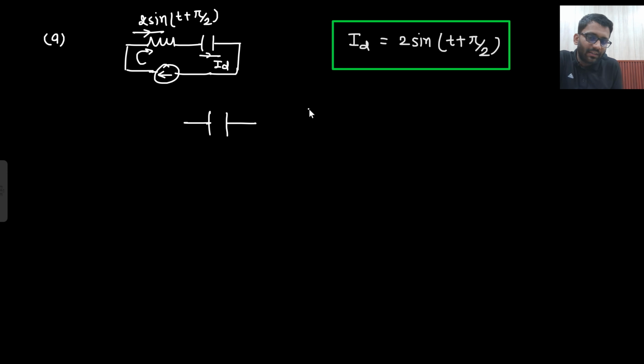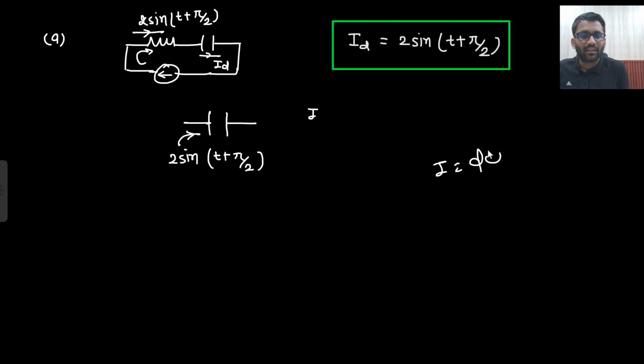Because here the current is varying. The capacitor is fed with 2 sin(t plus pi by 2) current, right? The capacitor is fed with this current, which means the current is changing on the plates of the capacitor. And what is current? dq by dt. Then certainly the charge is also changing on the plates of the capacitor. Again I am repeating, the capacitor is being fed with a changing current.